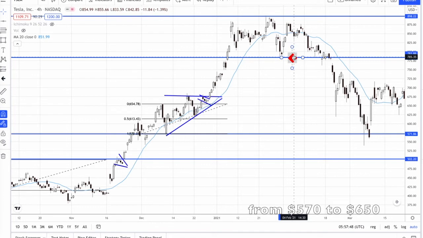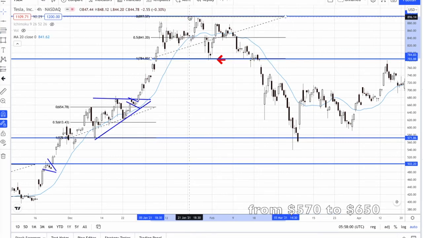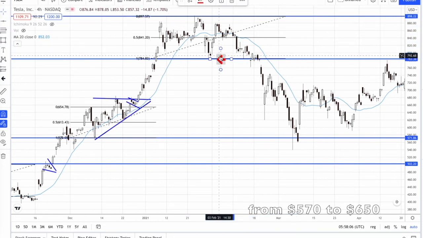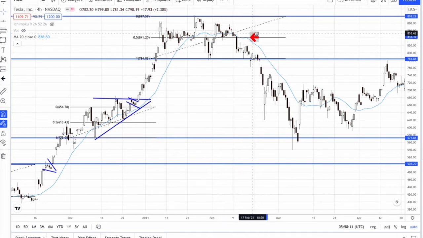So you have this range here again. We measure the range. If it's trading in the upper half, then the bulls are in control. If it's trading at the lower half, then the bears are in control. So what do we see here? The bears are in control because price is trending below the half of the range. And it's also trending below the 20 MA. So what happened? Price broke below the range.